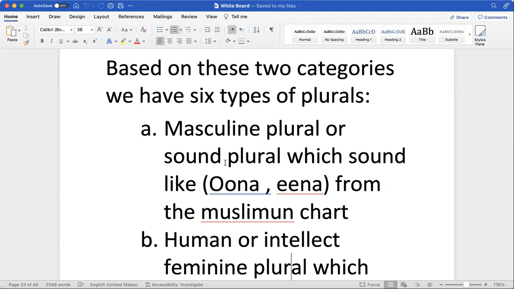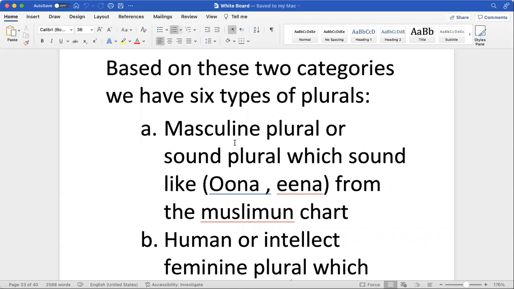It's called masculine plural or sound plural, and it deals only with masculine gender. When I say it deals with masculine, it includes feminine also, but I don't need to write feminine here. When I say masculine, it's understood that it includes feminine also. I don't need to mention it.